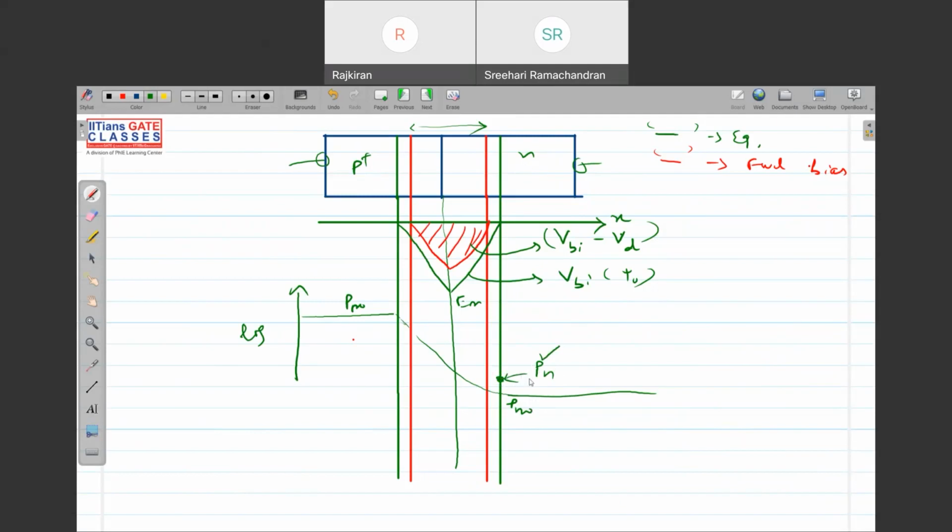Clear. Now if I want to draw a flow diagram, what will happen? The holes will be injected from P side to N side.